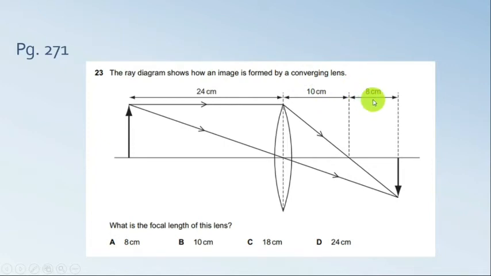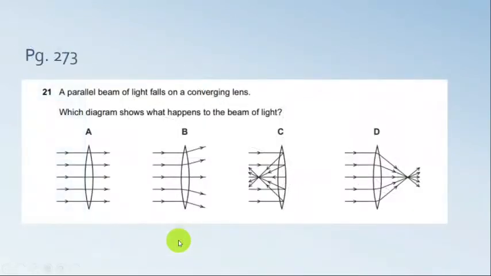But remember, we said before, if you have an object in front of the lens, we have two rays leaving the object going toward the lens. One of them is parallel to the principal axis. Then when it reaches the lens, it refracts and passes through the principal focus. So for sure here is the point for the principal focus. So what's the distance for the focal length? It is 10 centimeter. This is how we know the answer. So the answer is B, 10 centimeter.